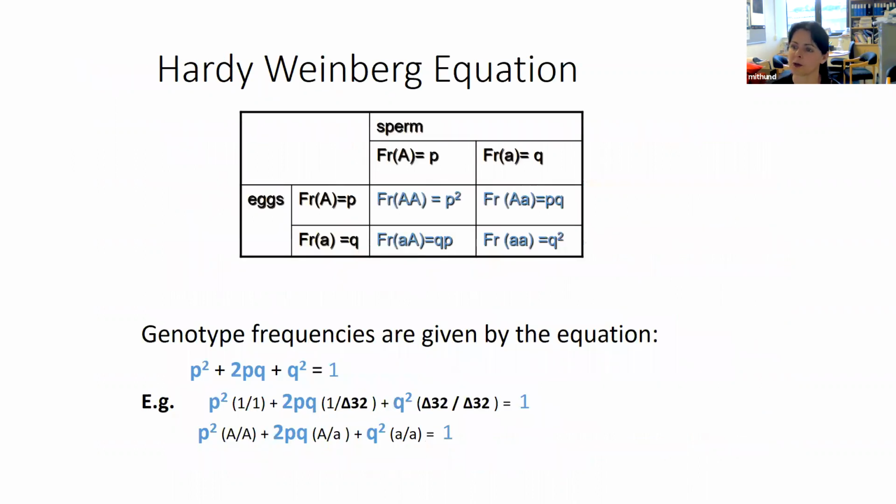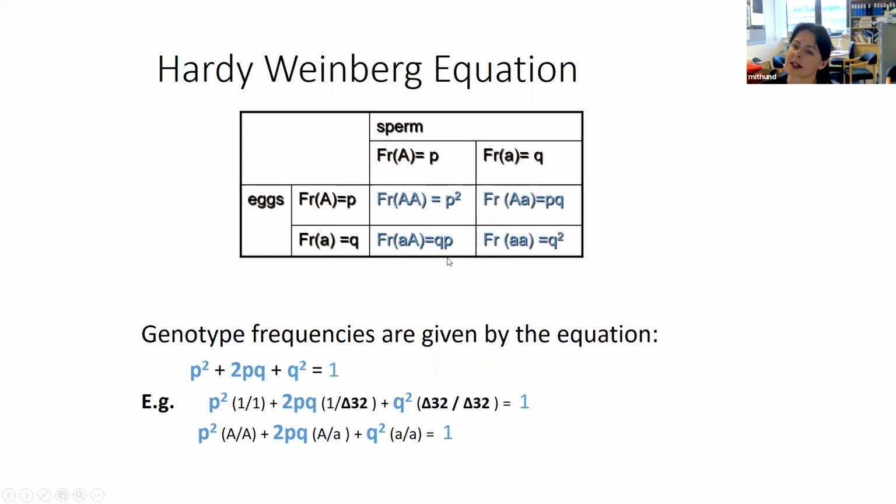This is just showing you why we use these equations. Basically, if you have sperm and eggs, your sperm, if you're heterozygote, can have either allele, a P or a Q. Similarly, an egg that's heterozygote can have either allele, the P or the Q. When they come together, you can have P by P, which is P squared. You can have P by Q, which is PQ, Q by P, which is again PQ, or Q by Q, which is Q squared.